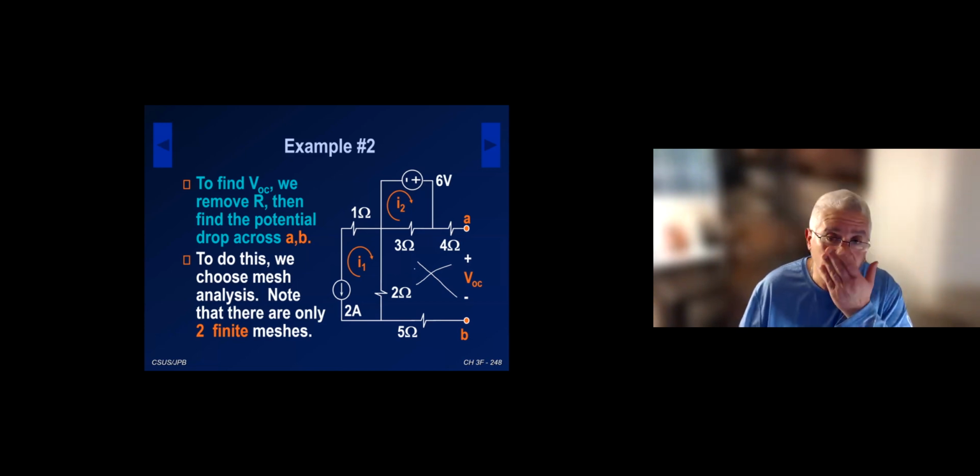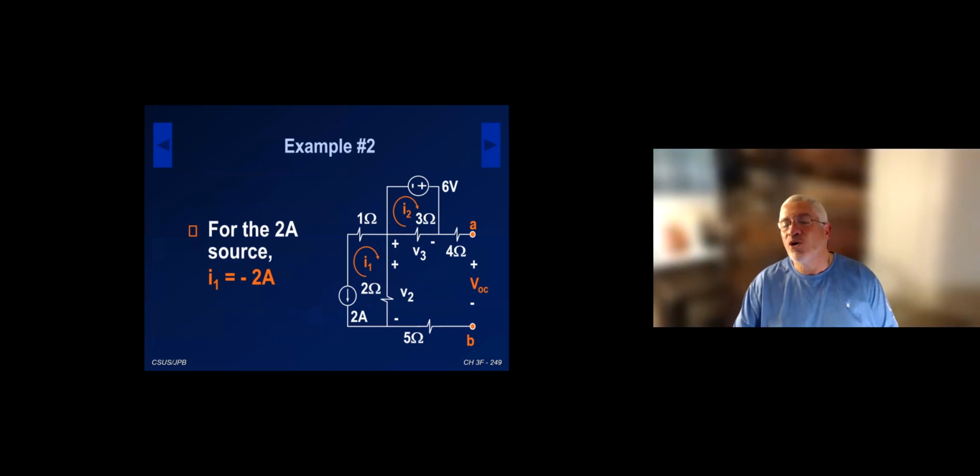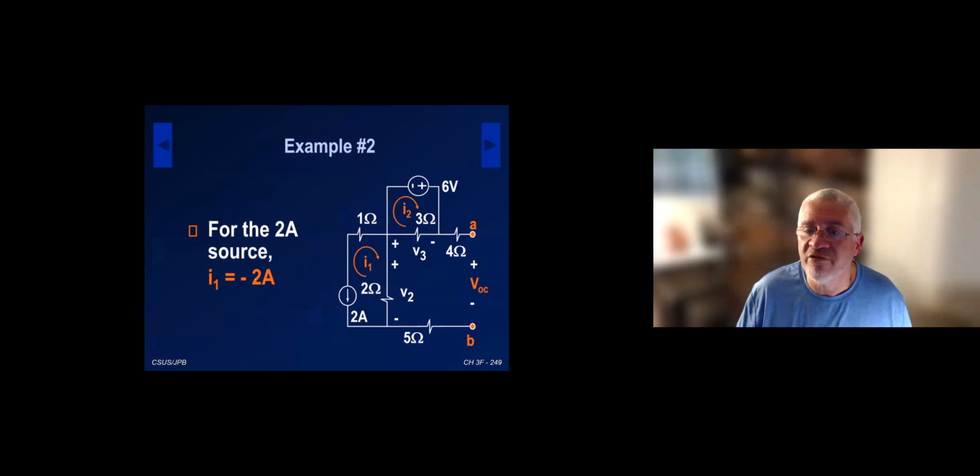So you have two mesh currents, I1 and I2. And then I put voltages on my resistors that don't have voltages. I don't need to put a voltage on the 4 ohms because it has no current. There's no place for the current to go, so there is no voltage across it. I could put a voltage, but it won't make any difference.